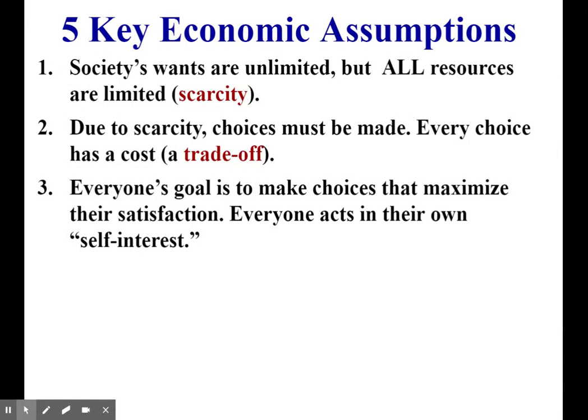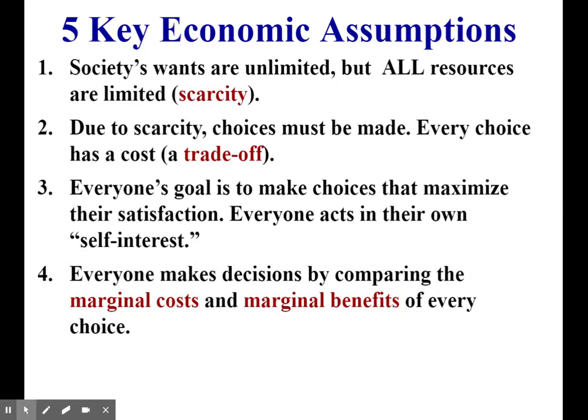Our third assumption is everyone's goal is to maximize their own self-interest. So everyone acts in their own best interest in order to maximize their satisfaction. We could argue about altruism and people who do things out of the kindness of their own heart, but they're still maximizing their satisfaction in that altruistic way. So we always want to make decisions based on what's best for us. We're in an airplane and we put our mask on before helping others. That is one of the things that we assume in economic thinking, that people are driven by their own behavior.